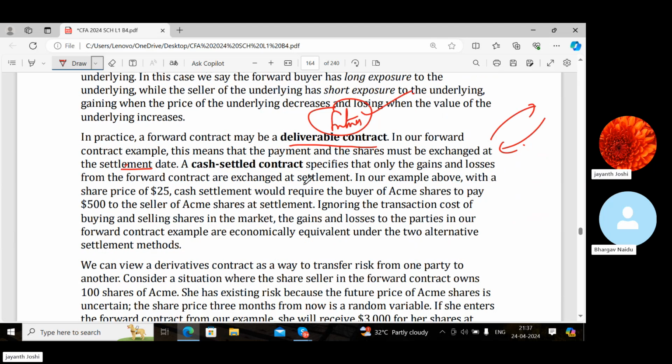So in our example above, with the share price of 25, cash settlement would require the buyer of Acme shares to pay 500 to the seller. So in cash settlement, what happens? Delivery is not happening. Two parties, A and B, are trading. One party's loss is the other party's gain.